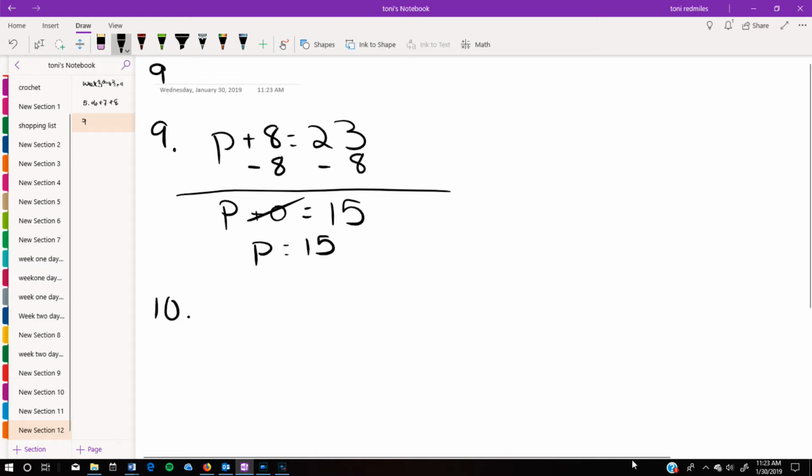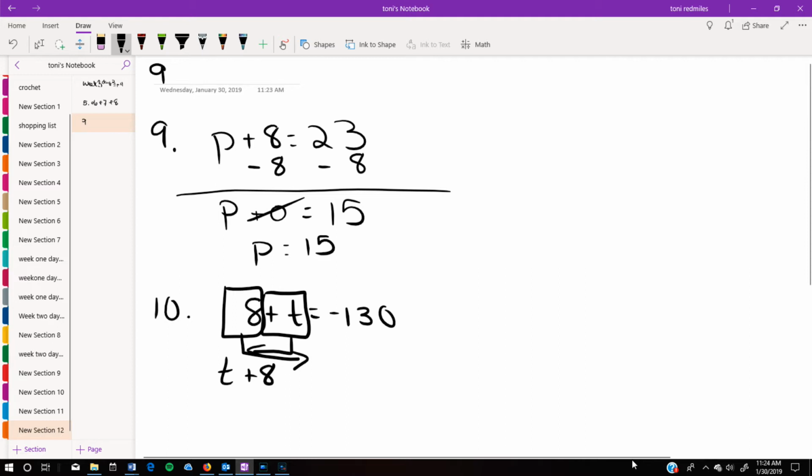All right, number 10. 8 plus t equals negative 130. I don't like the way that's written. I am going to flip-flop my terms here. You just got to take the sign with it. So I'm just going to slide this one this way. This one's positive, so when I slide it this way, it becomes plus 8. Very good. Okay, so now I see that the 8 is adding the t. So in order to undo it, I need to subtract it.